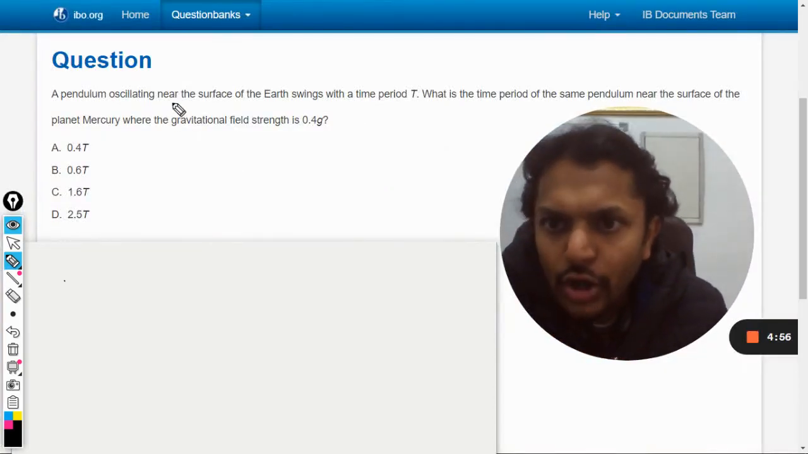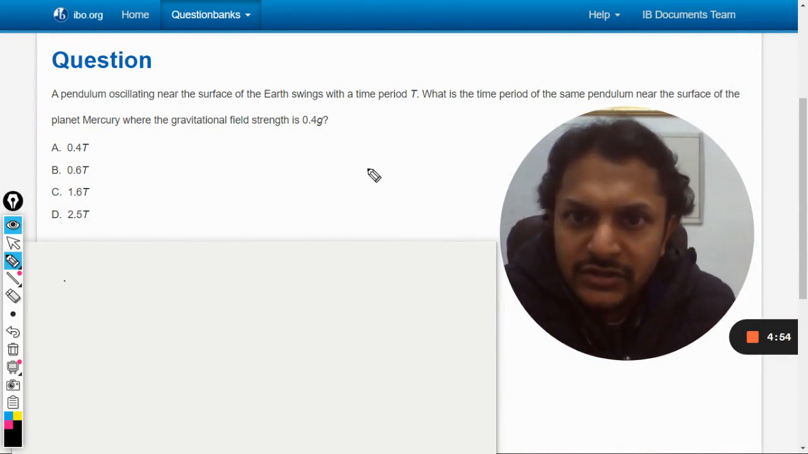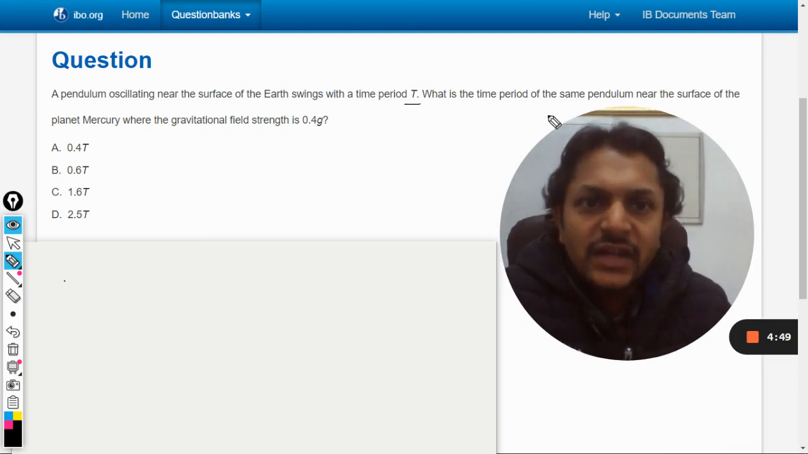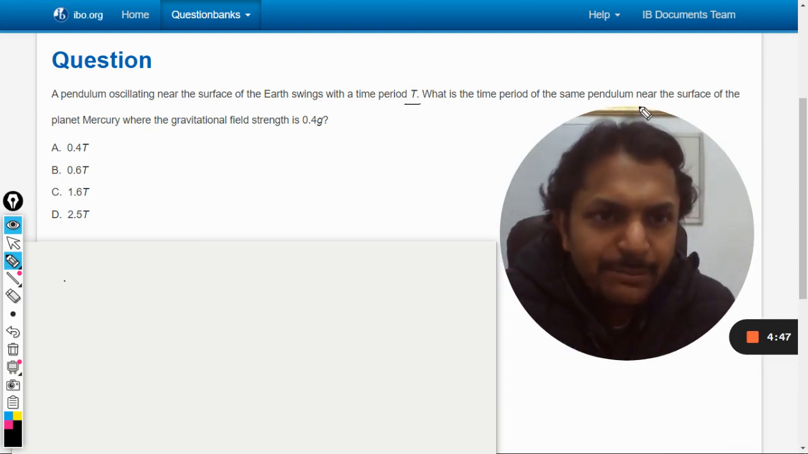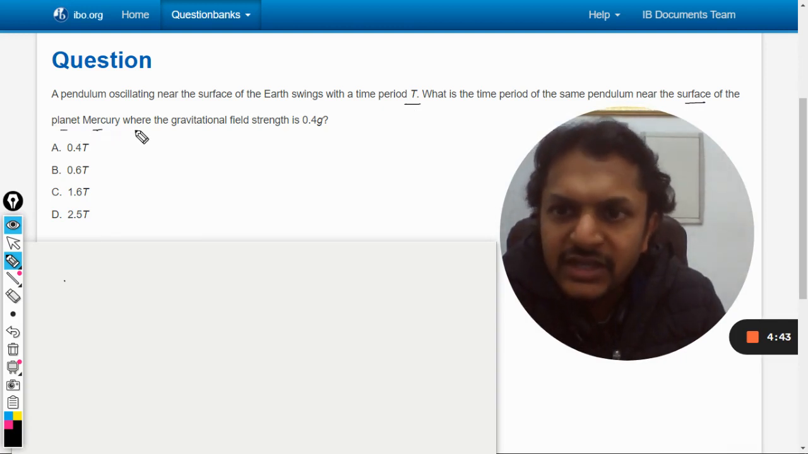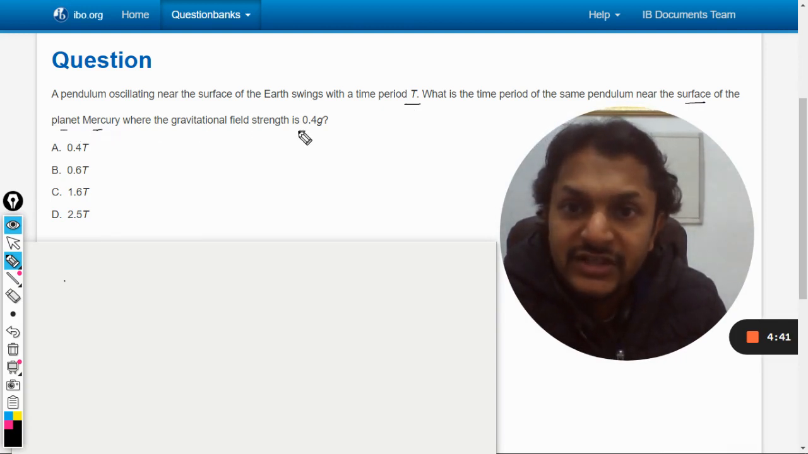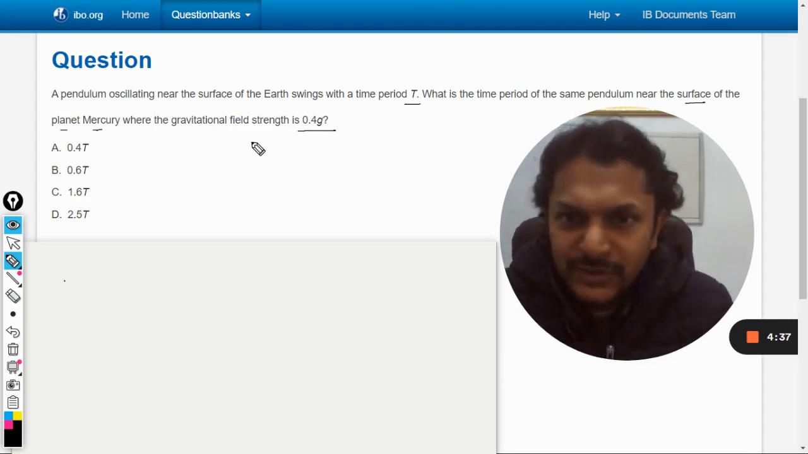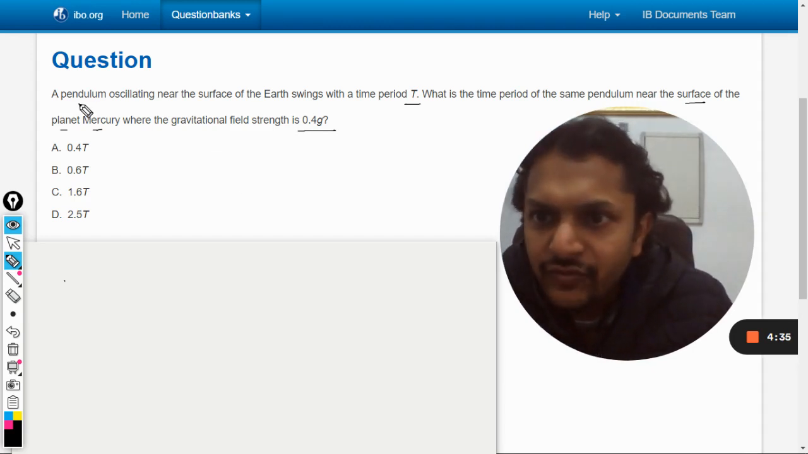A pendulum oscillating near the surface of the earth swings with time period capital T. What is the time period of the same pendulum near the surface of the planet Mercury where the gravitational field strength is 0.4 g? Okay, so as far as the Earth is concerned, let's see.